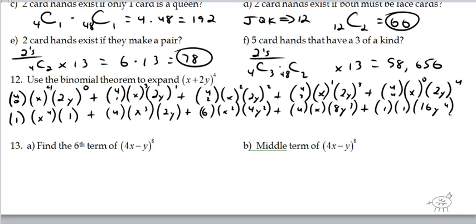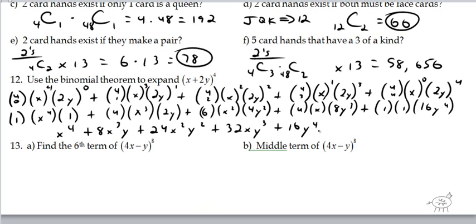No parentheses. So if I multiply it all out, I wind up getting x to the fourth plus 8x cubed y. Okay, again, don't leave it as 4x cubed 2y. That doesn't make sense. You got to multiply the coefficients out. Plus 24x squared y squared. Plus 32xy cubed. And plus 16y to the fourth. That's your answer. Okay?